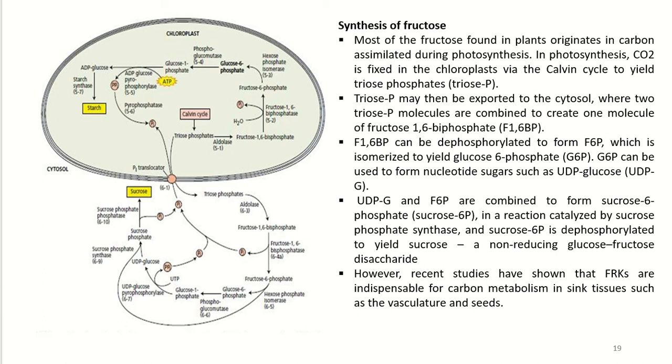Now, I have already told you how the fructose is formed in the cytosol. So we will read how this synthesis of fructose starts. Most of the fructose found in the plant originated in the carbon assimilated during photosynthesis. In photosynthesis, you know very well, carbon dioxide is fixed in the chloroplast via the Calvin cycle and forms triose phosphate. See here, triose phosphate. Now triose phosphate may be exported to the cytosol. Here is the Calvin cycle where it operates, in the plant during photosynthesis. Photosynthesis happens in the chloroplast.